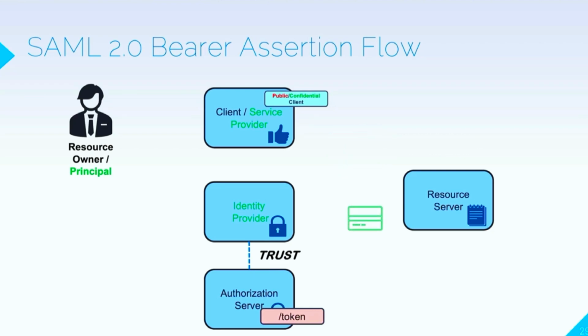From this point onward, the process is similar to other OAuth 2 flows. The client uses the access token to perform actions or request resources from the resource server. The resource server in turn validates the access token, and if valid, returns the requested resources, completing the process.